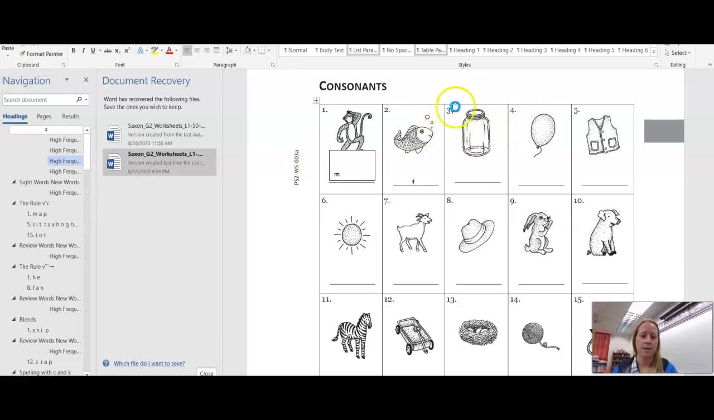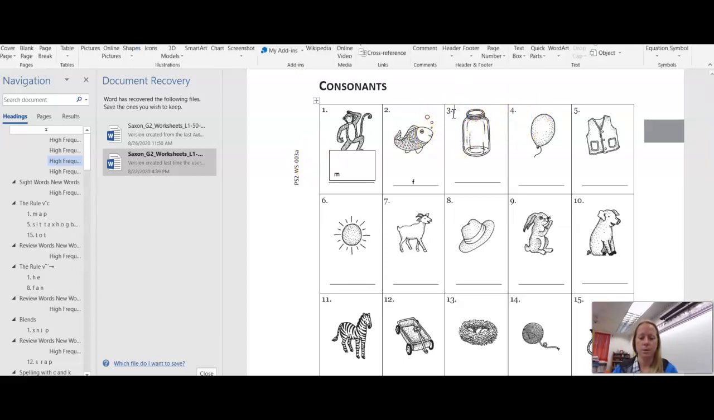I may have to write the letters next to the numbers on some of them. Balloon, b. And you repeat after me. Balloon, b. Vest, v. Sun, s.